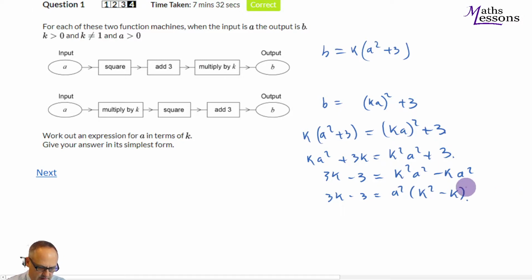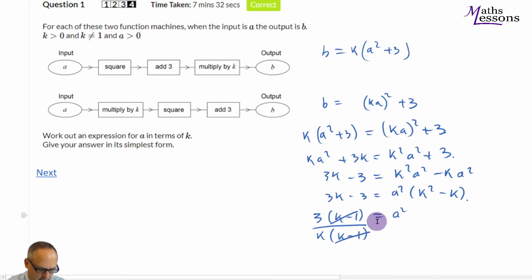And dividing throughout by k squared minus k, let's just take out a factor of 3 here while we're at it, because it's always good to factorize things. And we realize we can factorize this while we're dividing by it. So we get 3(k minus 1) over k(k minus 1) equals a squared. And we can see that the k minus 1s will cancel. We're told that k is not equal to 1. That is important because if k was equal to 1, we'd get 0 over 0, which is undefined. So therefore k cannot be equal to 1.